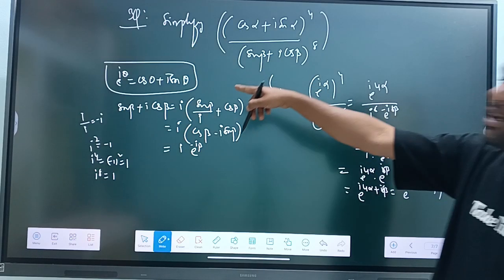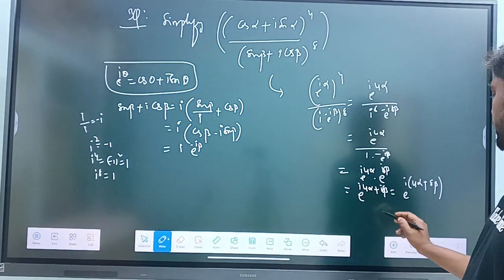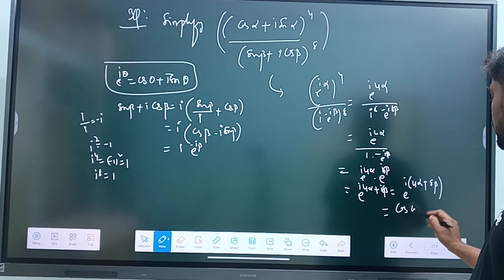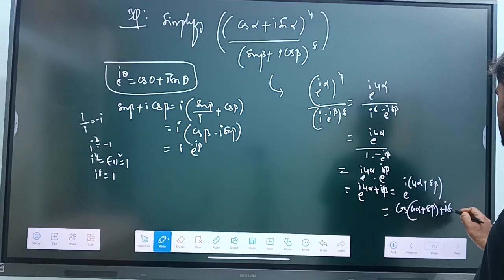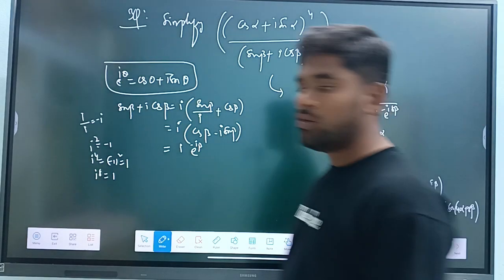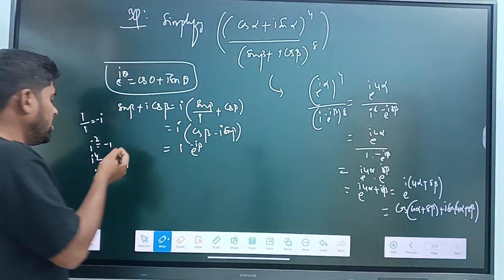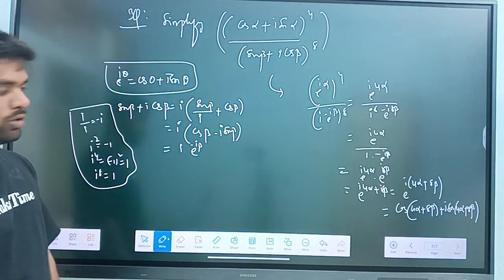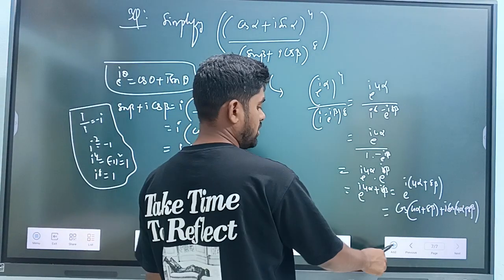E power I theta formula is cos theta plus I sin theta. So theta is 4 alpha plus 8 beta. That is, we can write this as cos of (4 alpha plus 8 beta) plus I into sin of (4 alpha plus 8 beta). So if you write like this you get 4 marks. To write this you definitely need basic knowledge. Without basic information you cannot do this question. Simple.